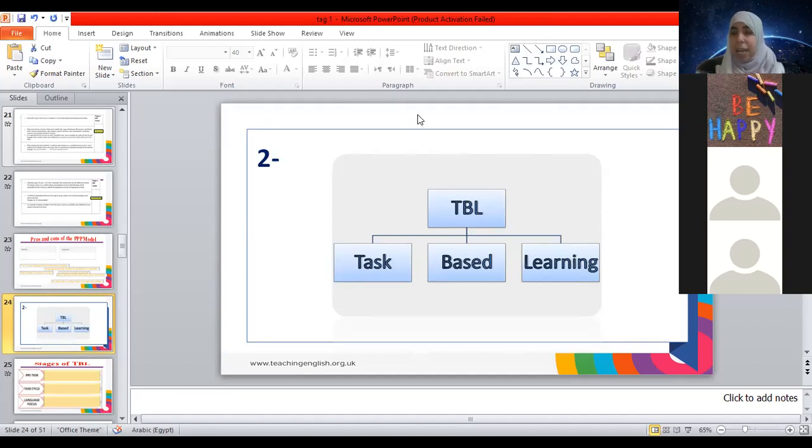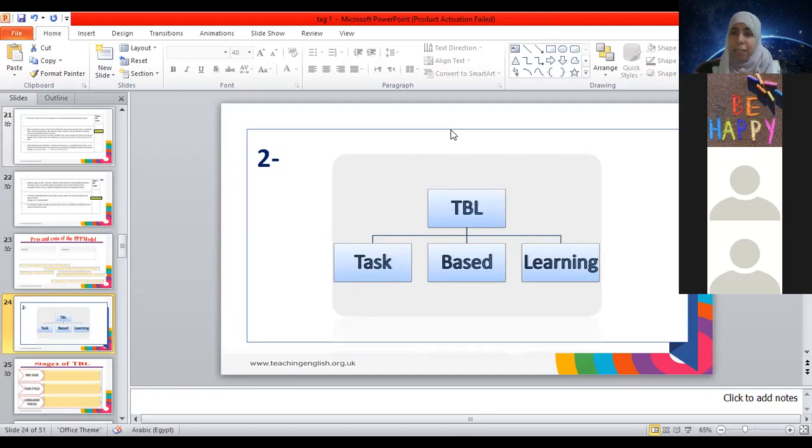What is a task? A task is something that is... Again, I'm so sorry, Iman, I muted you. Again, here we have the word task. The meaning of the word task is not an exercise in the textbook. For example, when I explain my lesson and we have some exercises in the workbook, the exercises in the workbook are not a task. What is a task? A task is something related to their life, real life situations.